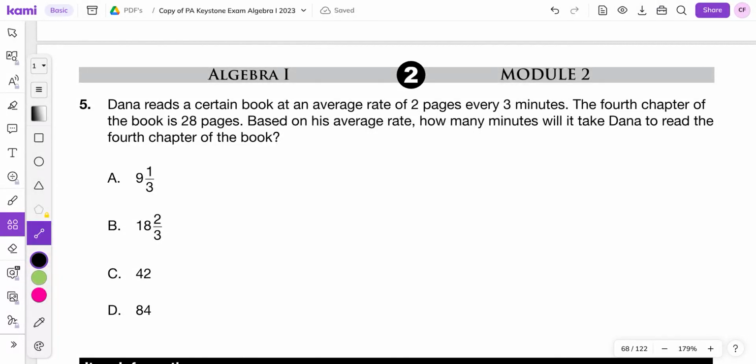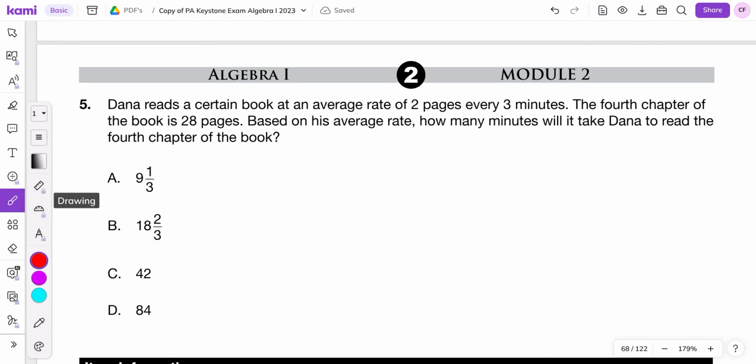Dana reads a certain book at an average rate of 2 pages every 3 minutes. The 4th chapter of the book is 28 pages. Based on his average rate, how many minutes will it take Dana to read the 4th chapter of the book?